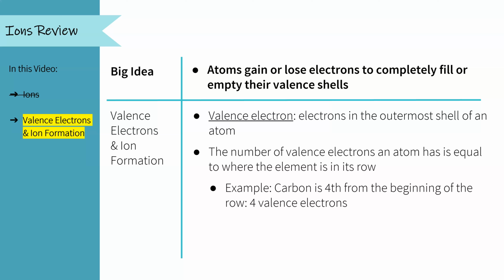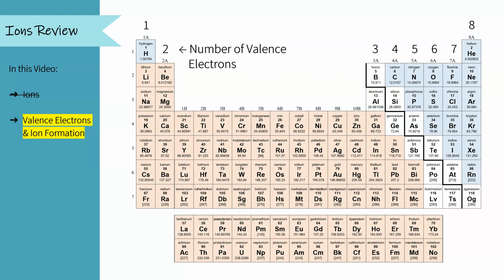To figure out how many valence electrons an atom has, we start at the beginning of the row where that element lives on the periodic table, and we count from the beginning of the row across to where we find that element. So for example, carbon is the fourth from the beginning of its row. It will have 4 valence electrons. This periodic table has the number of valence electrons above the main group elements.